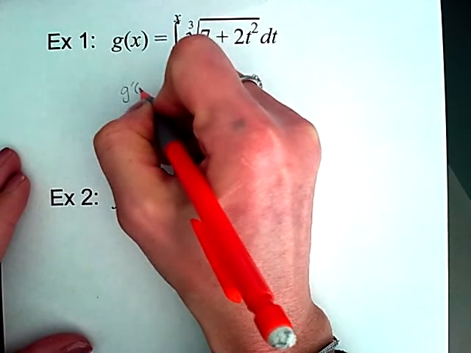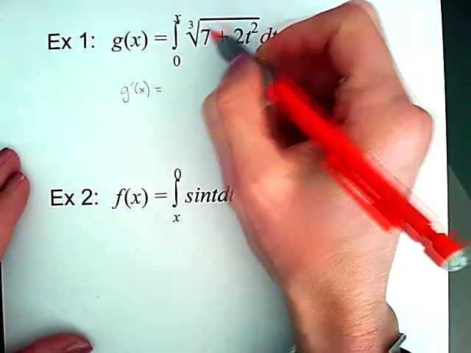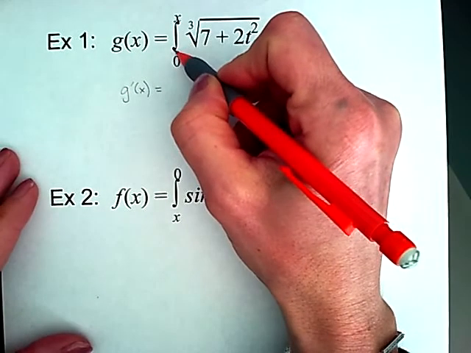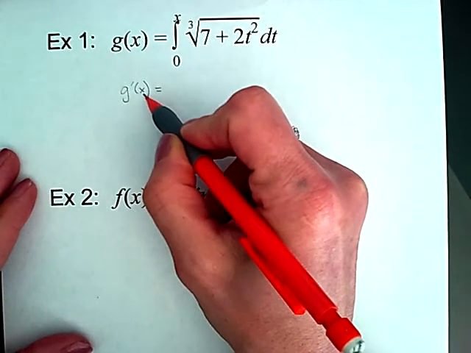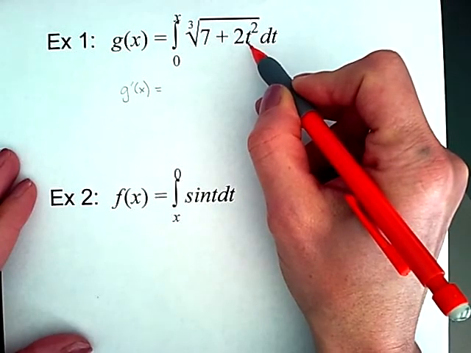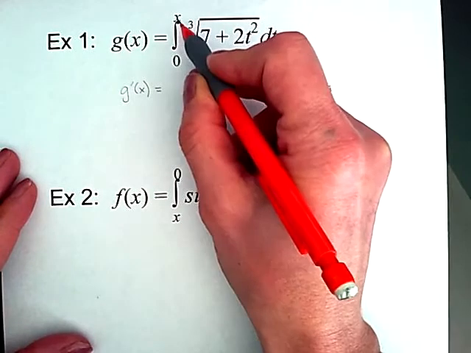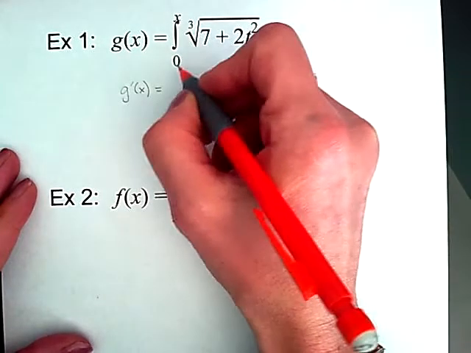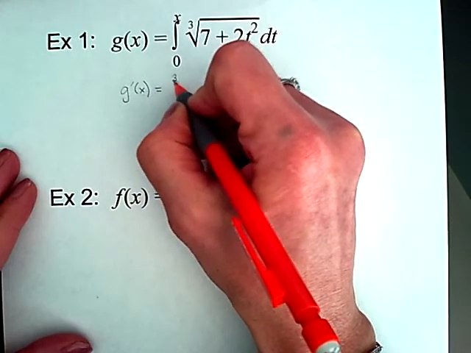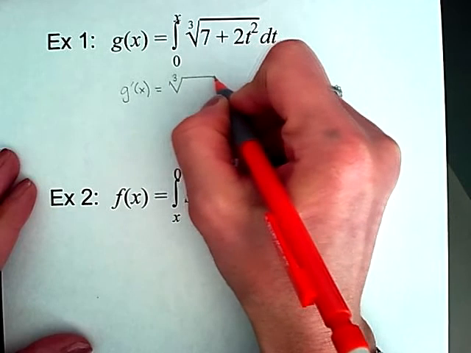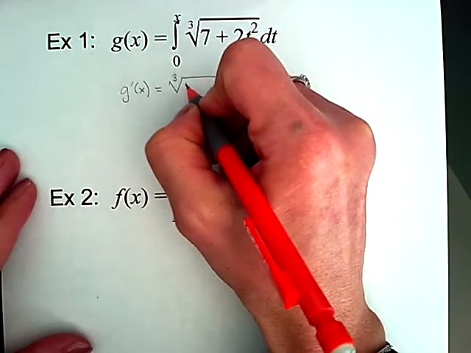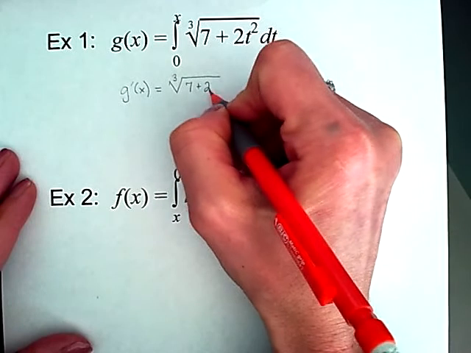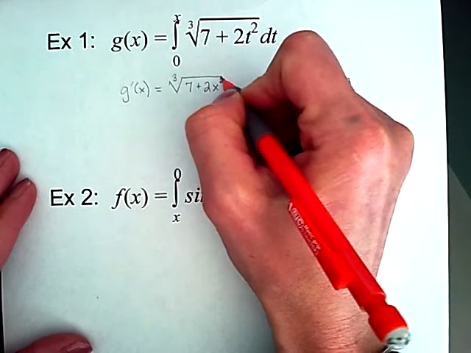really just undoes that integral function and then accounts for the function of g of x rather than g of t in this function. So we're going to replace our t with our x and undo that integral. So the derivative of our function g becomes the cube root of 7 plus 2x squared.